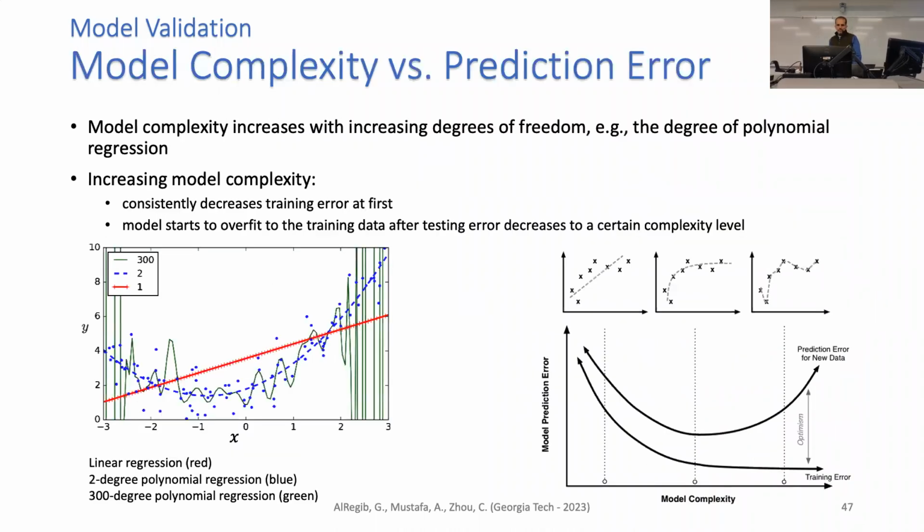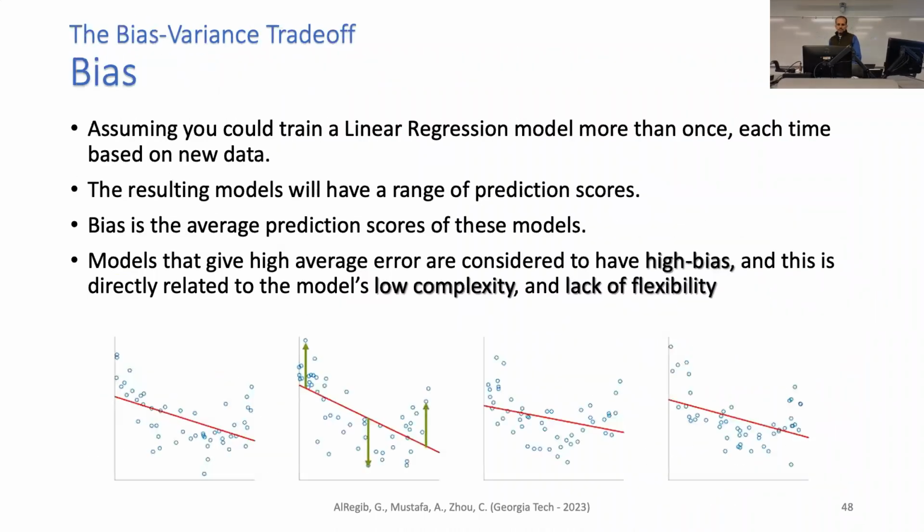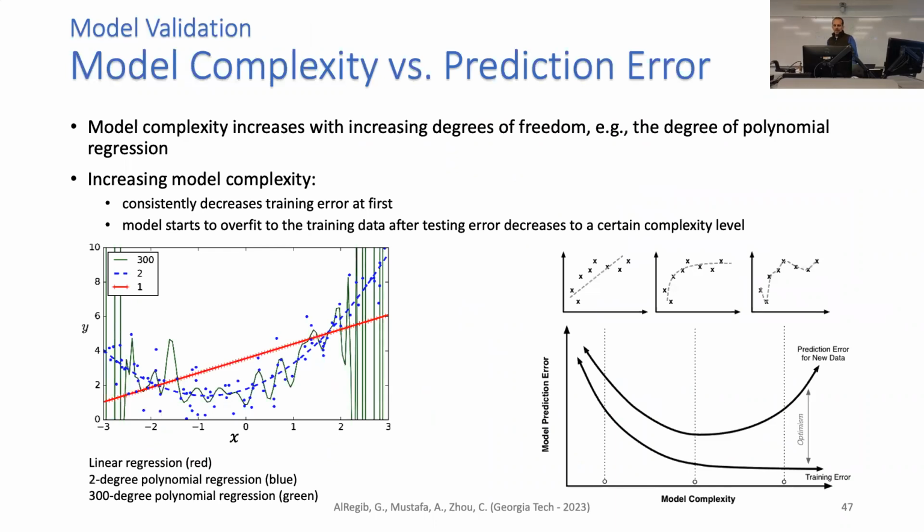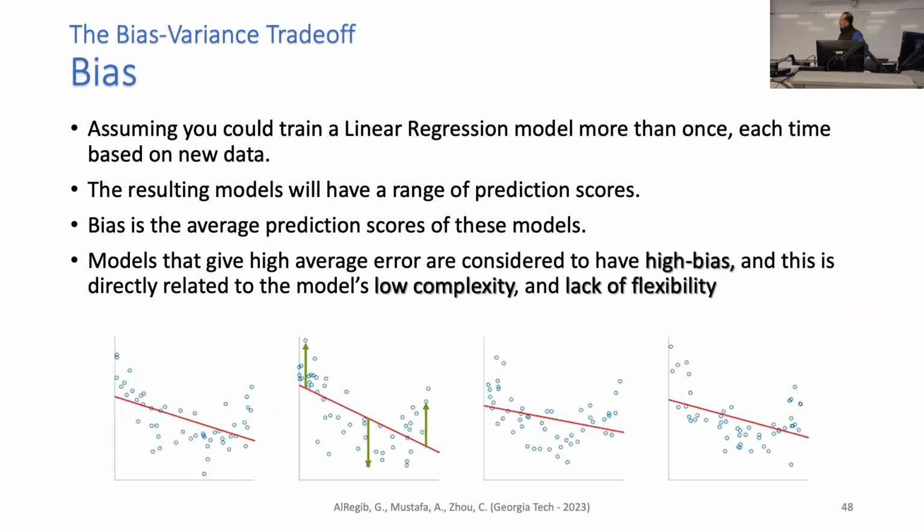So how do we do this? We showed this in the sinusoid last time, so I'll not go through it here. There are two parameters: the bias and the variance, a trade-off, right? The bias is how much bias you have. If you train a linear regression model more than once, each time with a new set of training data, you would have certain predictions. The bias is the average prediction score of these models.